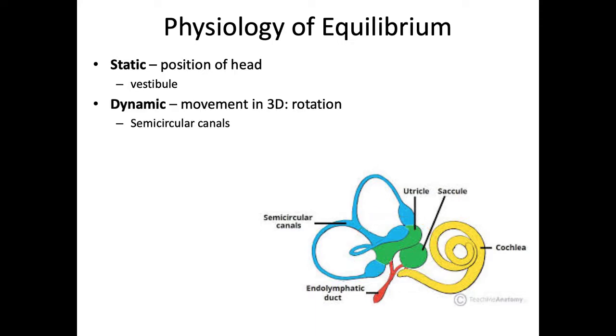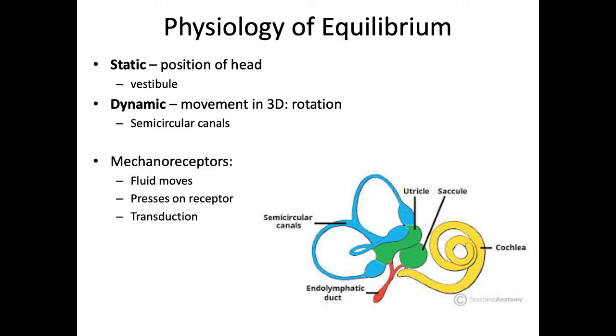Dynamic equilibrium is when we're able to detect movement in three-dimensional space, including rotation. The receptors for dynamic equilibrium are in the semicircular canals, which are shown here in blue. These receptors work the same way as hearing receptors. Fluid movement causes a mechanical change in the receptor, and transduction converts the energy of the movement into an electrical signal, which initiates an action potential along the neuron.